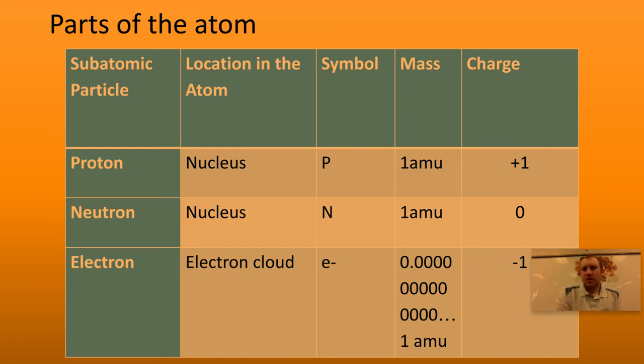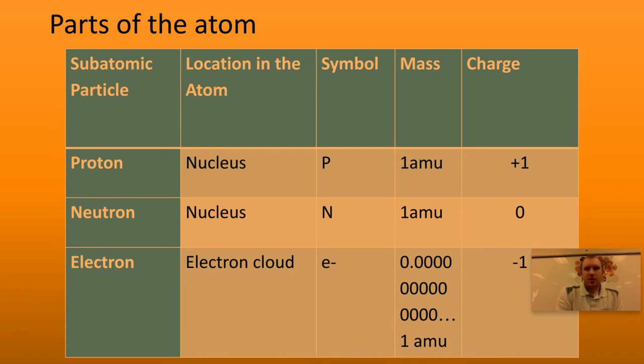Mass: proton and neutron are both 1 atomic mass unit, so they have a mass of 1. And it's not that the electron doesn't have mass. It's just that its mass is so small, we call it 0. It's not on the same scale as the other two. It's just so tiny that we don't count it.